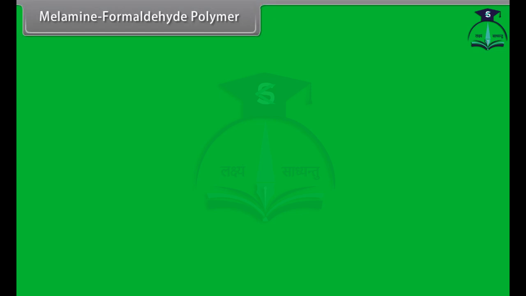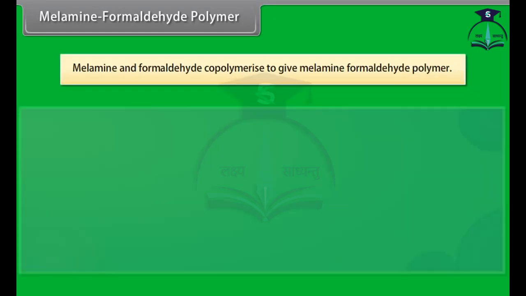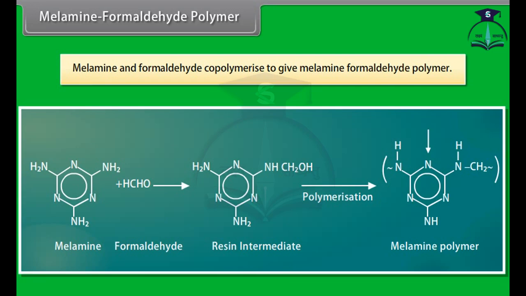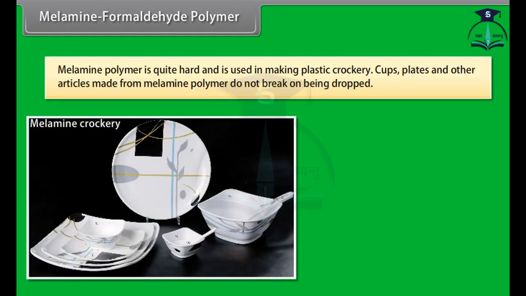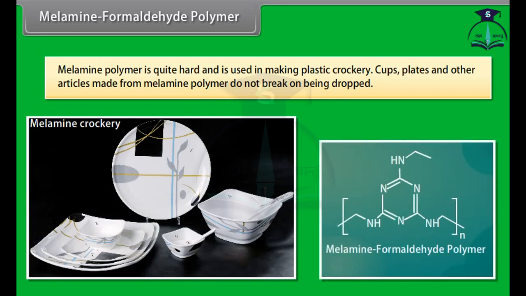Melamine formaldehyde polymer. Melamine and formaldehyde copolymerize to give melamine formaldehyde polymer. Melamine polymer is quite hard and is used in making plastic crockery, cups, plates, and other articles made from melamine polymer do not break on being dropped.